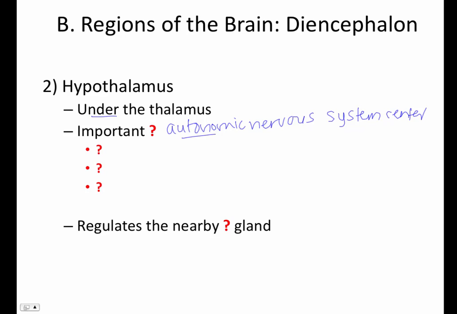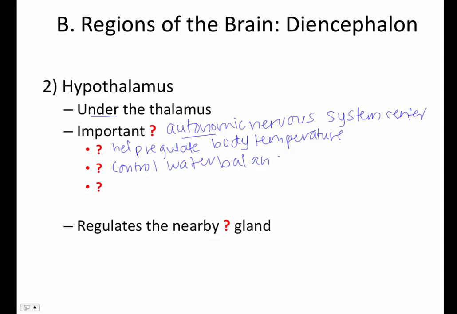And autonomic, these are things that we cannot control, so part of the nervous system we can't have any control over. And so 3 important things it does is help regulate body temperature, in which case we can cause our blood vessels to constrict or relax, and that can also help regulate the amount of heat and dilation within our skin. It can control water balance, and then also it can regulate metabolism.